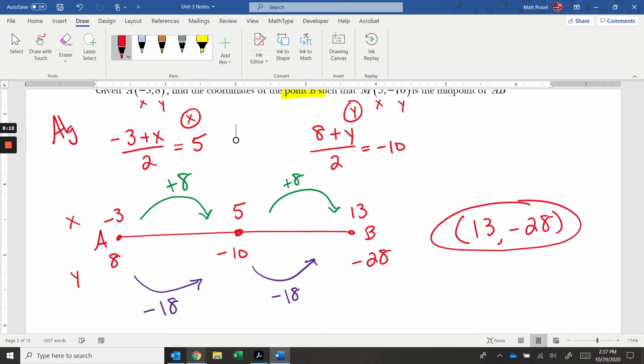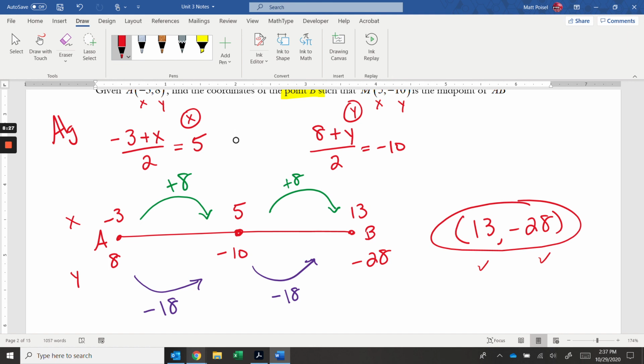Okay, you can do a real quick check in your head. 13 plus -3 is 10. 10 divided by 2 is 5. So, yep, I know that one's good. -28 plus 8 is -20. Chop it in half, that's -10. So we know it works.